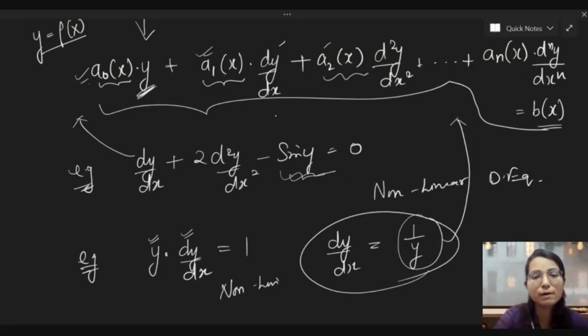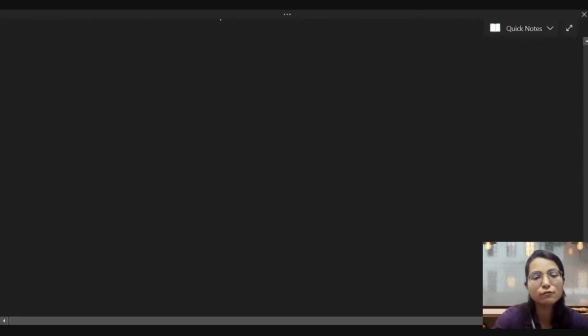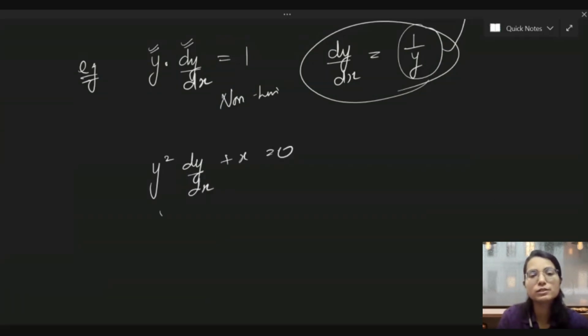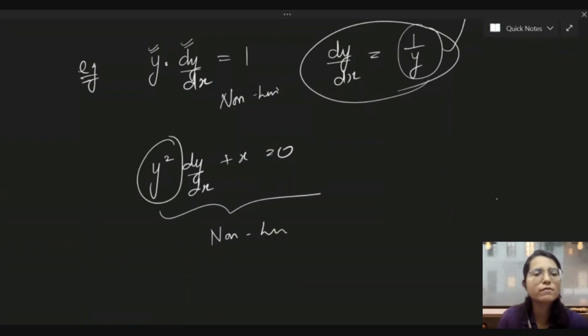Also, you can't have powers like this. For example, y square dy by dx plus x is equal to 0. This is also a non-linear differential equation. Why? Because y is raised to power 2. You can't have a power above y or above any derivative of y.